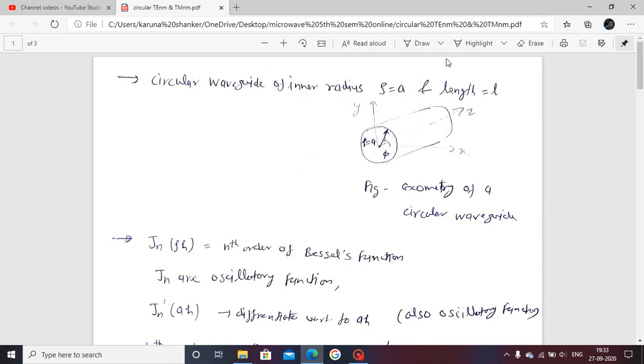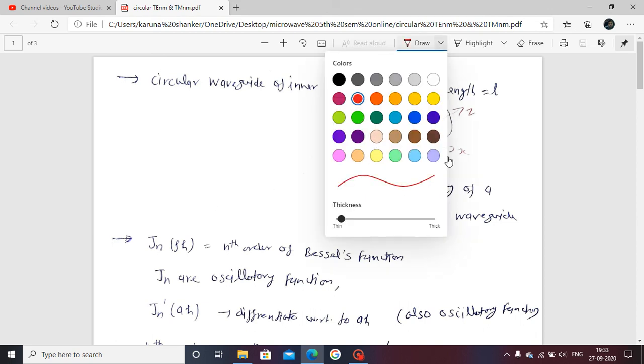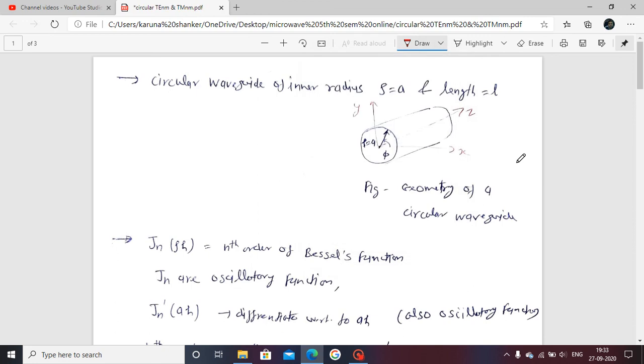We have already seen the circular waveguide introduction. You see here the transverse electric mode and the transverse magnetic mode. We have already seen the circular waveguide is one whose cross-section area is of circular form. We use a circular geometry, where a is the radius and L is the length.